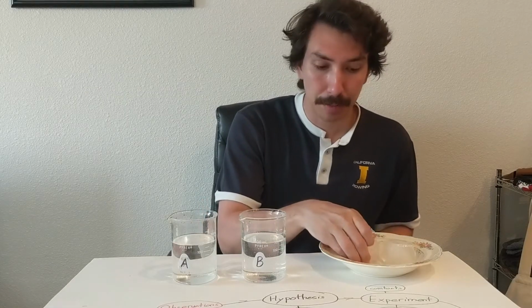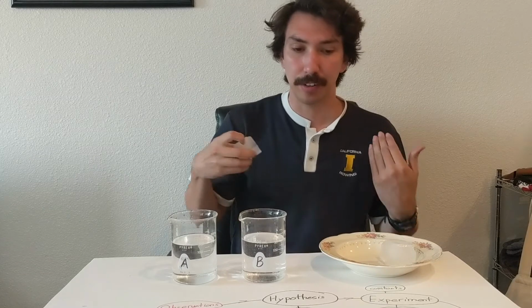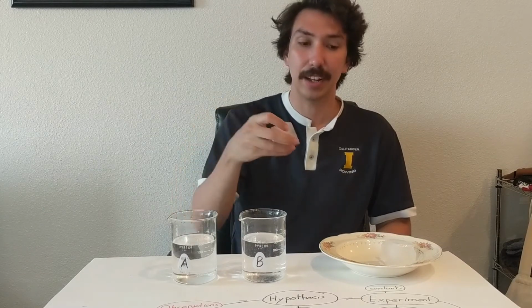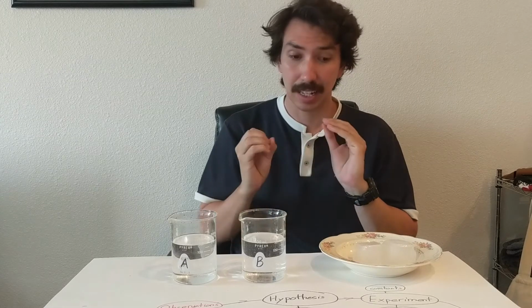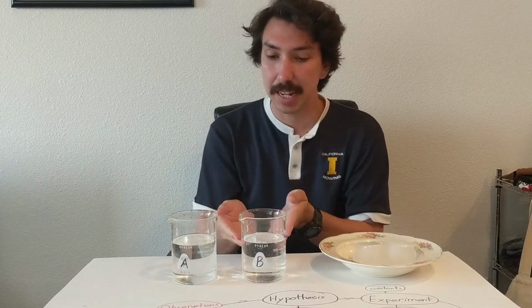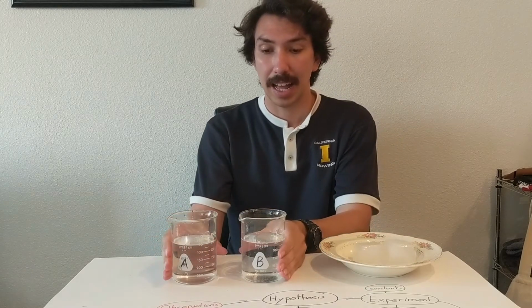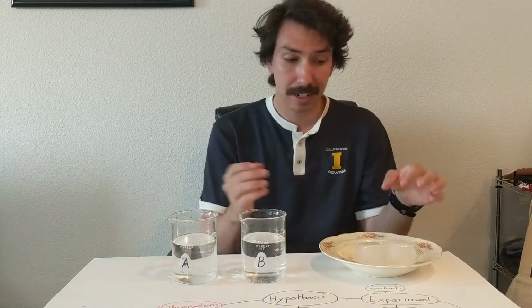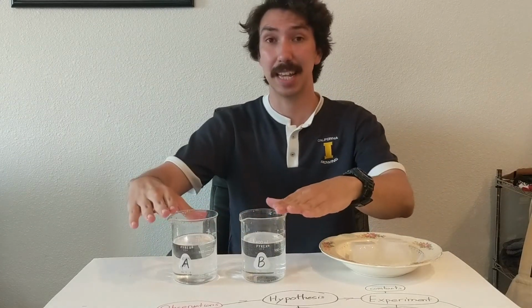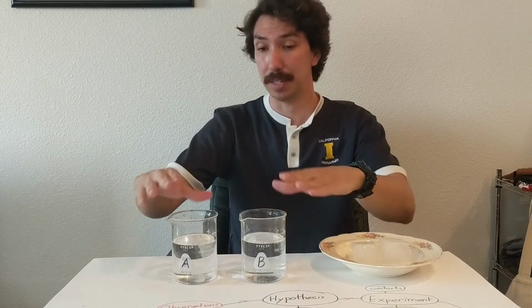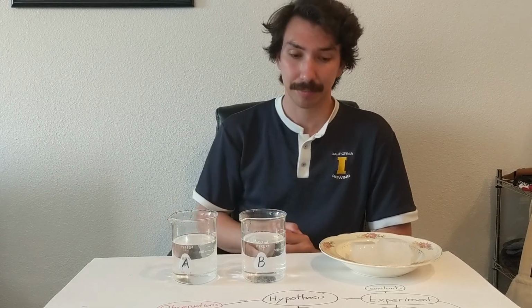So our experiment, we're just going to drop them in. We've already written our hypothesis. And if you remember, in an experiment, we want to keep as many things constant. So I put the same amount of liquid in each one. I made sure they're the same temperature. I tried to make my ice cubes as similar as possible. And I have the same exact type of beaker that each fluid is in.